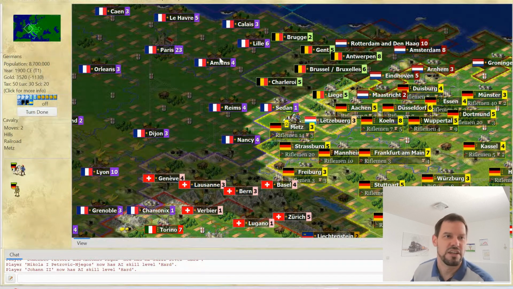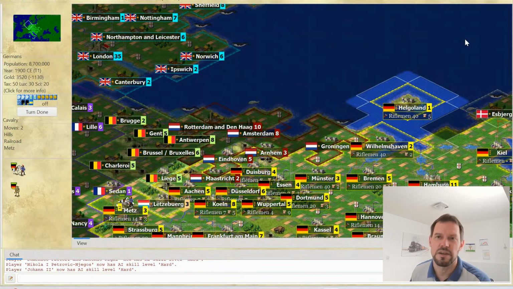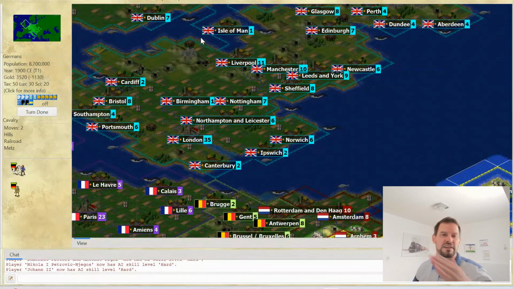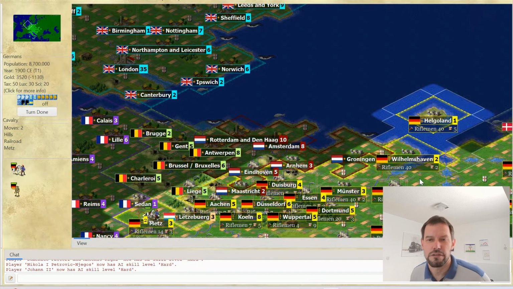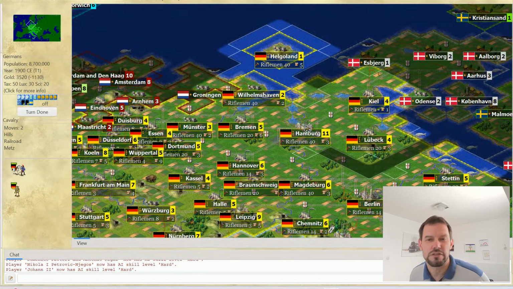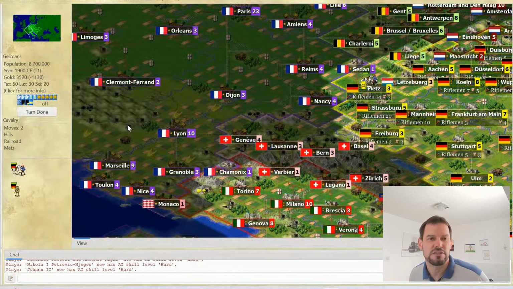And here I see it. So here we see the bigger map. Here we have England, Germany, the Netherlands, and France. The map is a bit diagonal, so if you want to look what is north, you would look there. Here we have England with London, a city of 35. We have Hamburg with a population of 11, Berlin with a population of 19, and Paris with a population of 23.